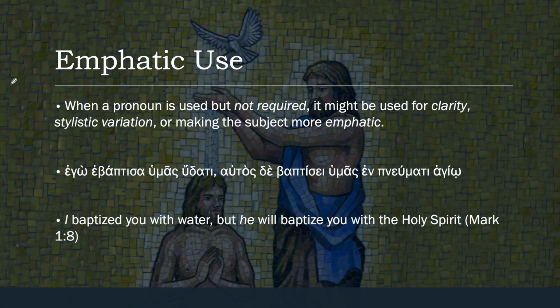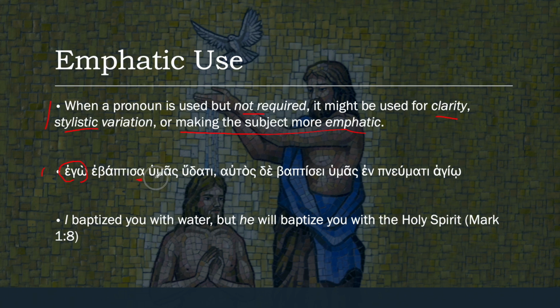First, I want to talk about the emphatic use, and it's used when a pronoun is not required, and it's used for clarity, as I said, stylistic variation, or making the subject more emphatic. Here's an example from Mark 1, verse 8. Ego ebaptisa humas hudati, autos de baptisei humas en pneumati hagio. So I, not needed, because we know it's a first person singular.